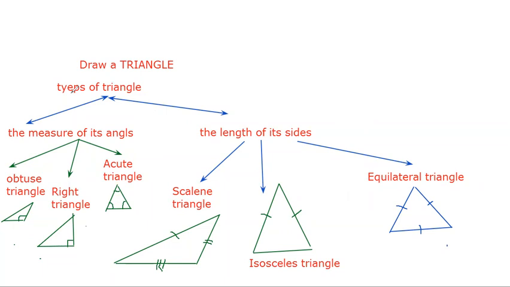So we said to classify the triangle, we classify it according to the length of each side, which is equilateral, isosceles and scalene.